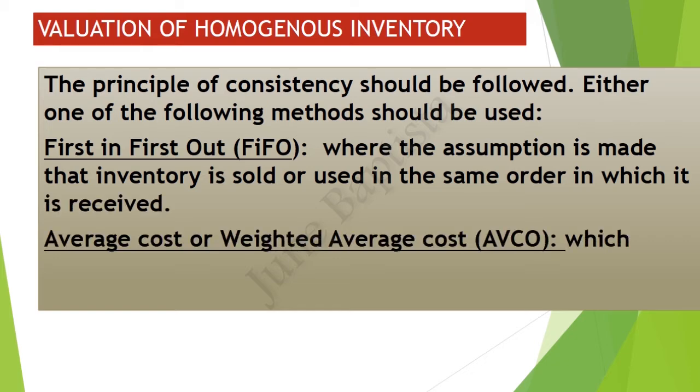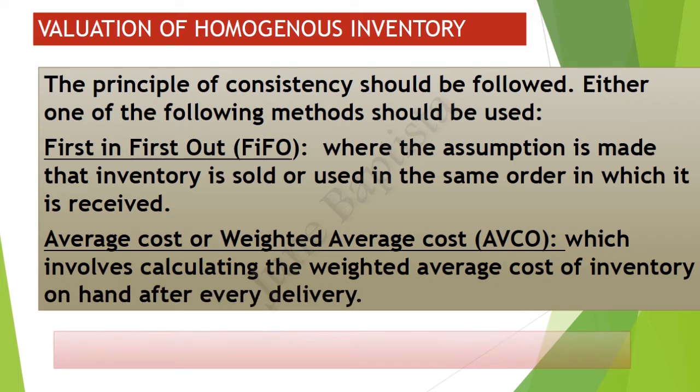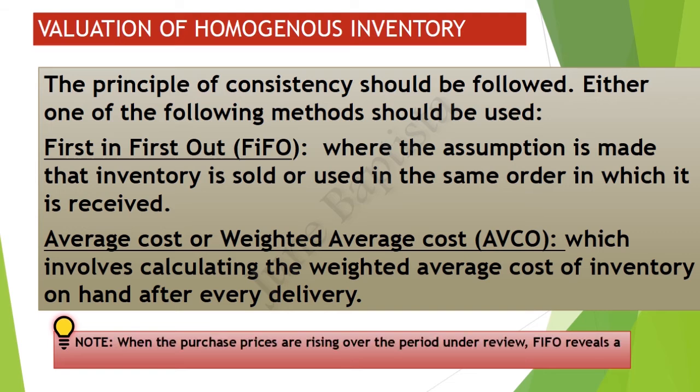The second method is average cost or weighted average cost, also known as AVCO, which involves the calculation of the weighted average cost of inventory on hand after every delivery. Note, when the purchase prices are rising over a period under review, FIFO will reveal a higher profit.